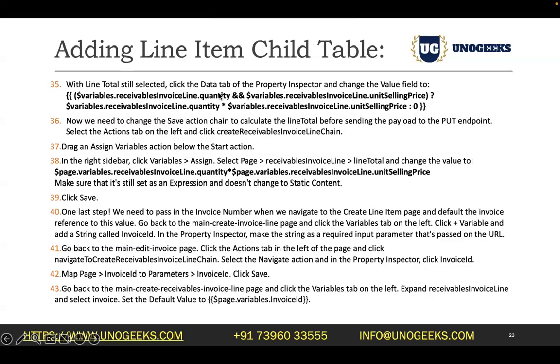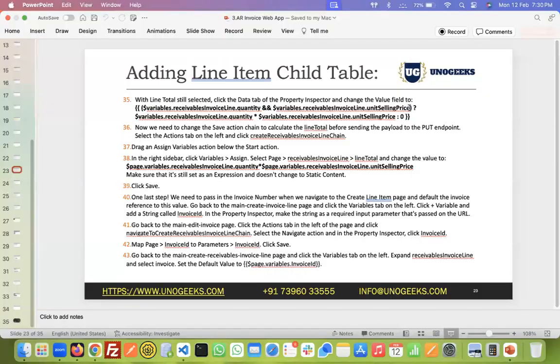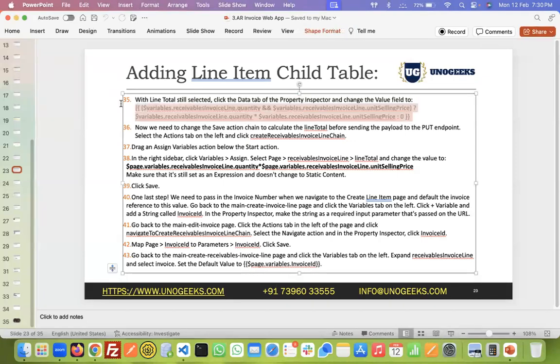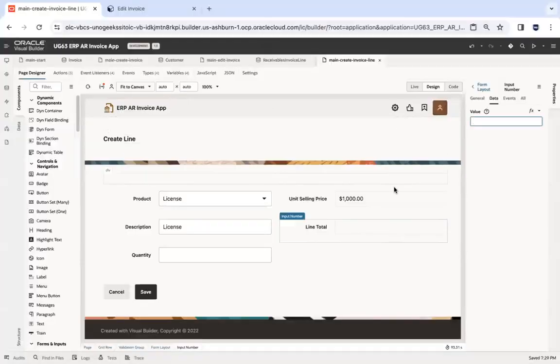Okay, so I'm checking if two fields have a value or not, quantity and USP. And if both of them have a value, I'm using a ternary operator. If this condition is true, I want to multiply these two fields and display the product in the line total field. Otherwise, I want to display a value of 0. Okay, so how do I do this? Copy this.